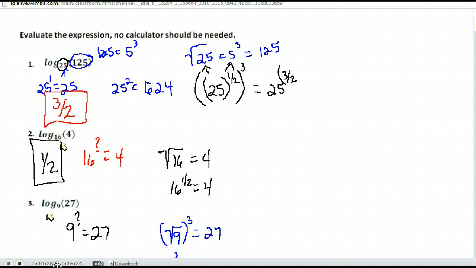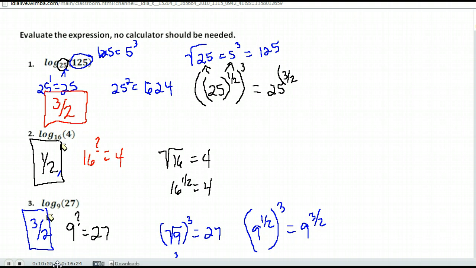This is going to give us 27. Again, because the square root of 9 is 3, and 3 to the third power is 27. So now let's write this as an exponent. 9 to what power is 27? Well, we did 9 to the 1/2 power. That's what square root is. And then we took that to the third. So 9 to the 3/2 power. So again, over here, the answer would be 3/2. 9 to the 3/2 is 27.